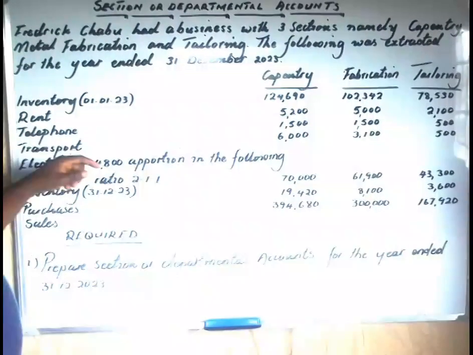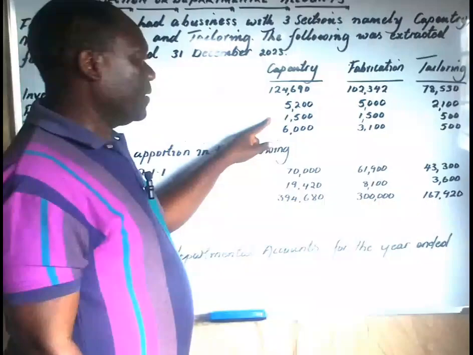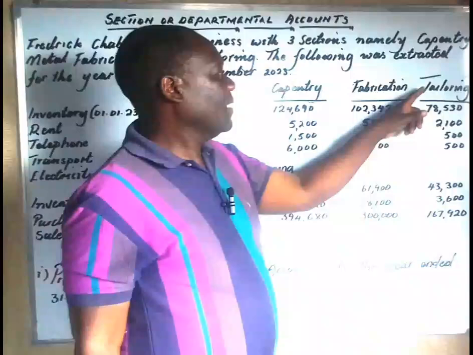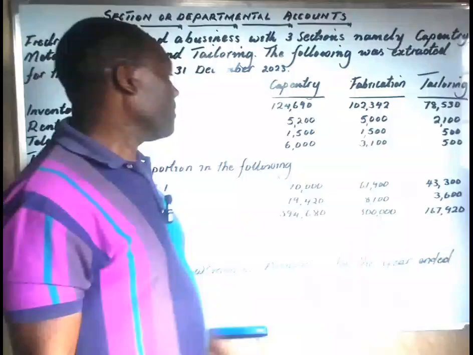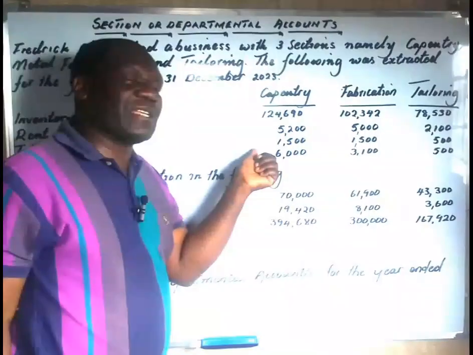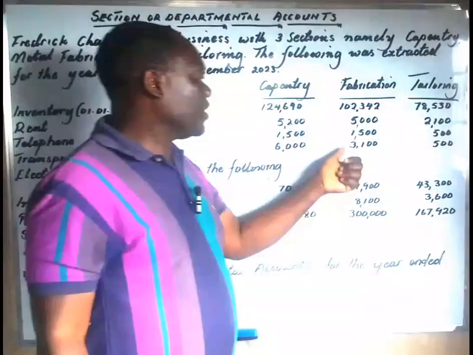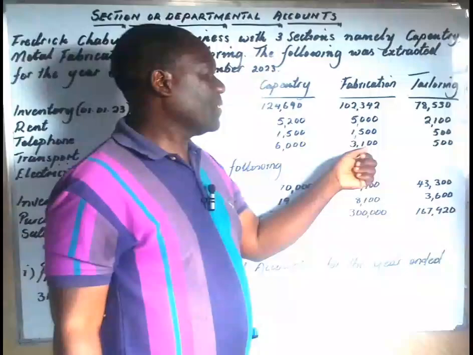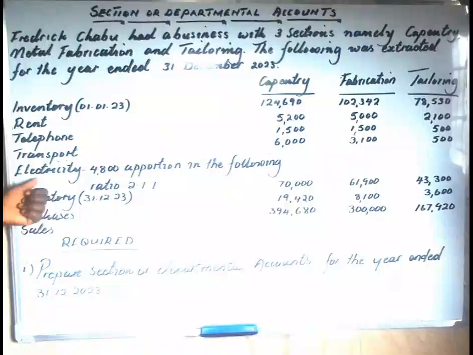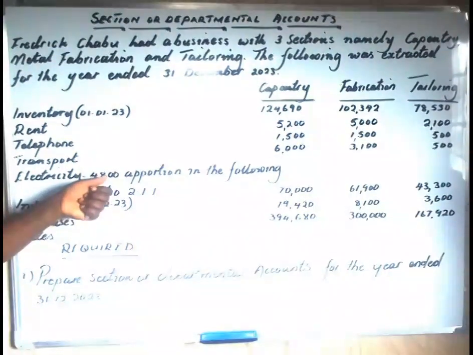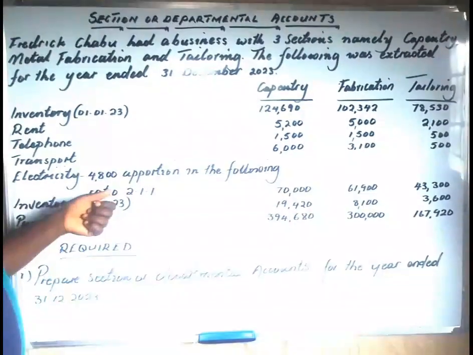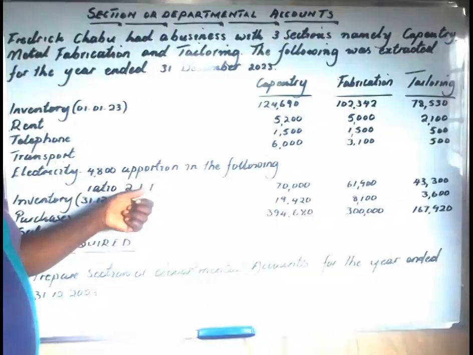Telephone, carpentry 1,500, metal fabrication 1,500, tailoring 500. Transport, carpentry 6,000, metal fabrication 3,100, and tailoring 500. Electricity 4,800, apportion in the following ratio. It's 2 to 1 to 1.